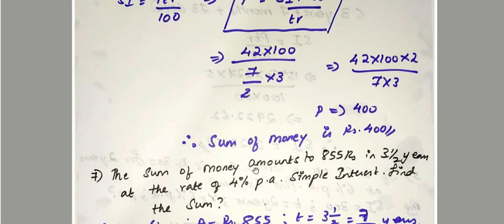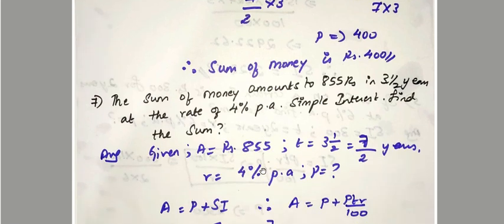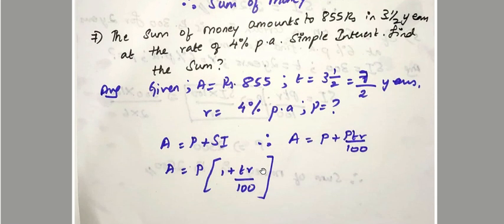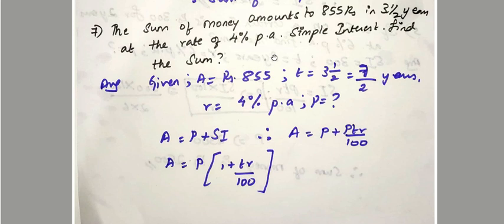Next question: the sum of money amounts to 855 rupees in 3.5 years at the rate of 4% per annum simple interest. Find the sum. So they're telling us to find the principal amount again. Here what have they given in the question? They have given that the sum of money amounts to 855, which means the amount, the eventually recoverable value, is 855. Time is 3.5, which can be written as 7 by 2 years.